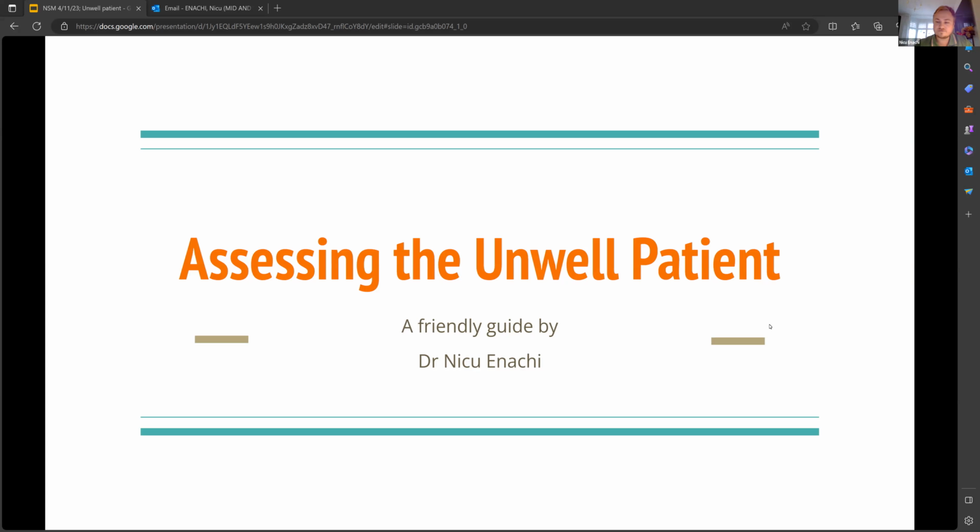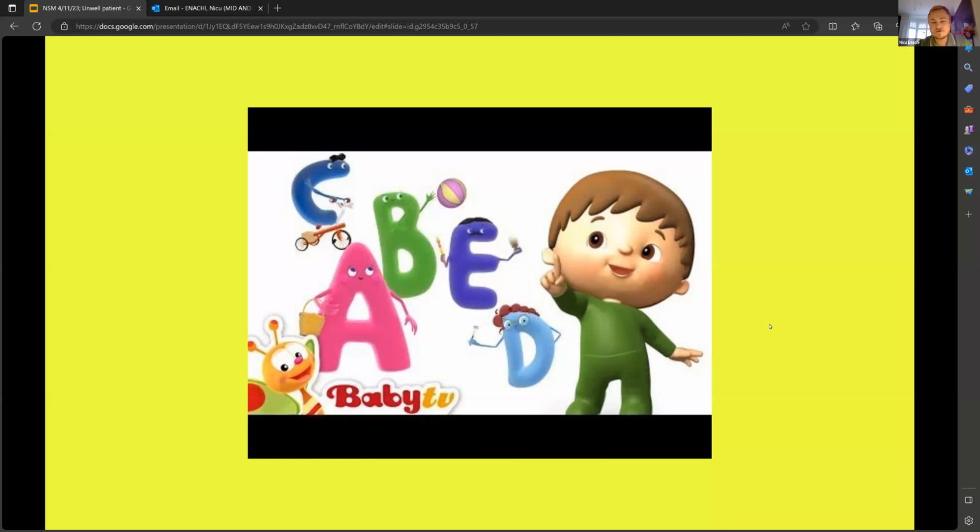So, let's see if it works. We're not really going to sing the ABCD song, but essentially this is what the day is going to be about. It's going to be learning the ABCDEs that we've been familiar with since childhood.